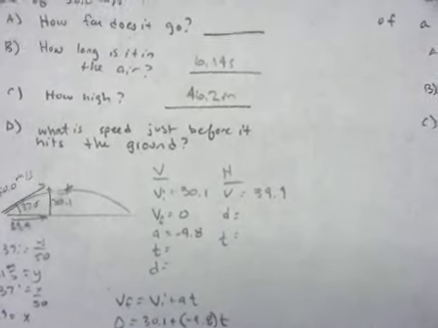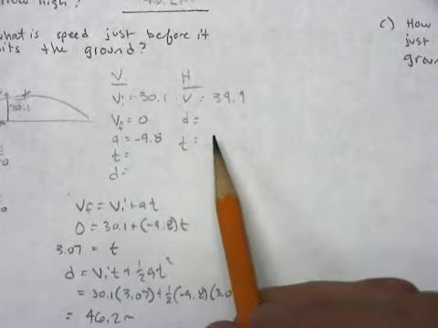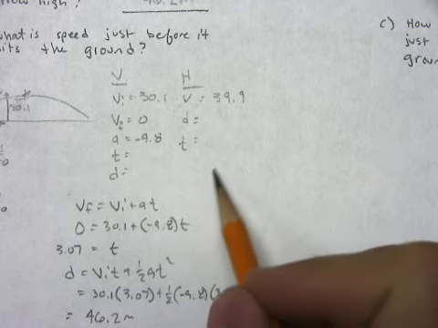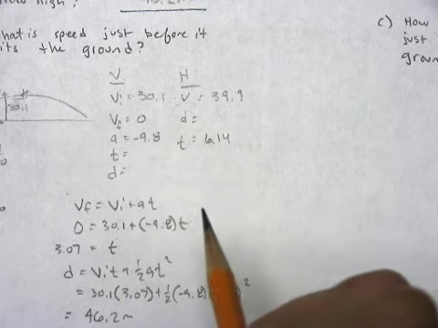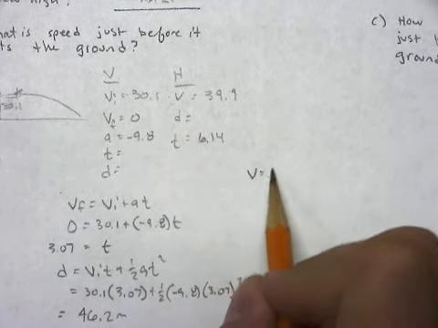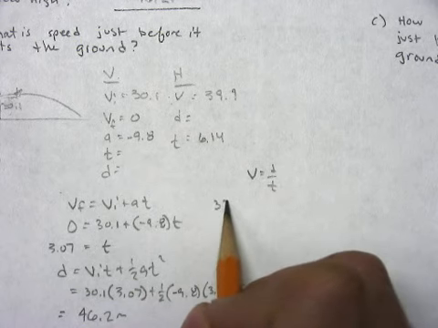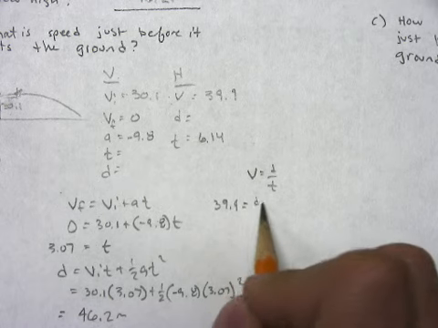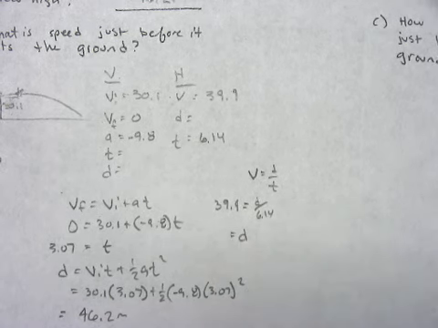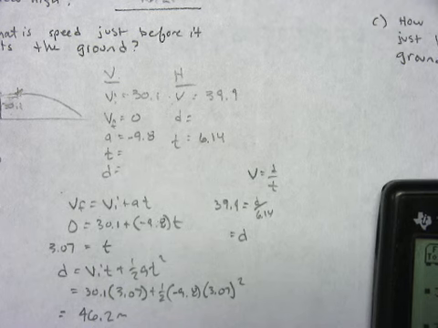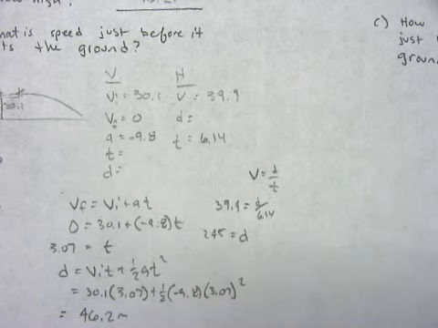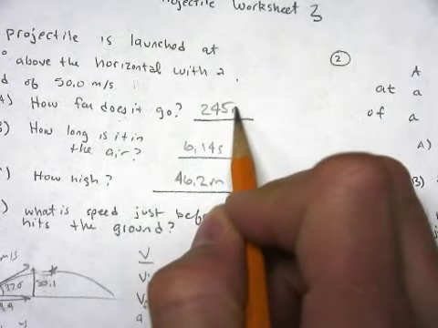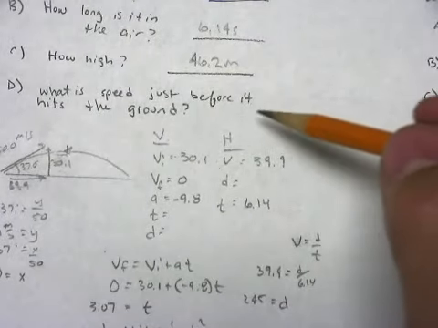Okay, how far does it go? That's a horizontal distance. The time being 6.14 seconds. So using velocity equals distance over time, my velocity being 39.9, distance over 6.14. So 39.9 times 6.14 is 245. How far does it go? 245 meters. And then part D says, what is the speed just before it hits the ground?